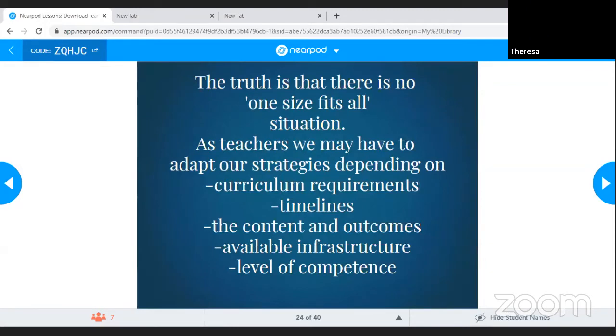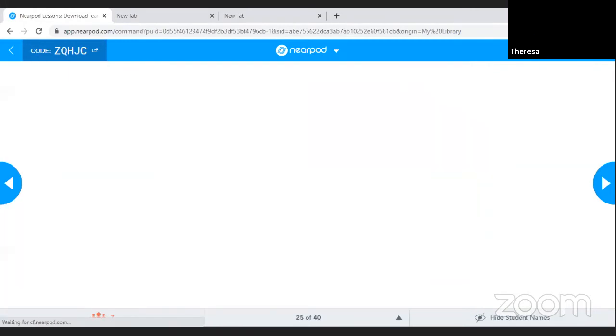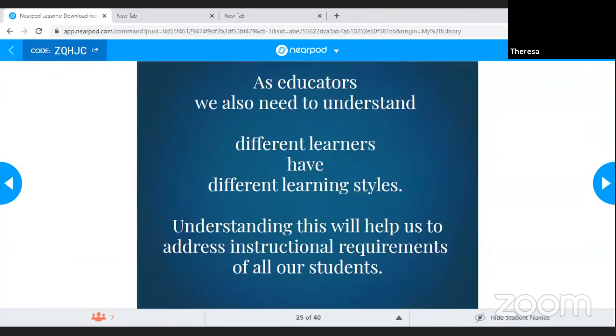The truth is, ladies and gentlemen, that there is no one-size-fits-all situation. As teachers, we may have to adapt our strategies depending on the curriculum requirements. We need to look at timelines. We need to look at our content. We need to take a look at what outcomes are expected from our content. We also need to take a look at what is the available infrastructure, which may be one of our biggest challenges these days, and also the level of competence. And here we're speaking about competence in the learners as well as competence in the educators. And we need to address these so that it can make sense for how we are going to deliver.